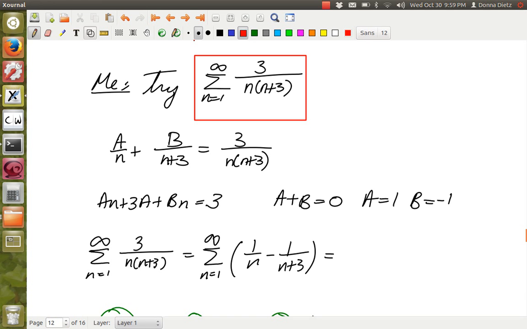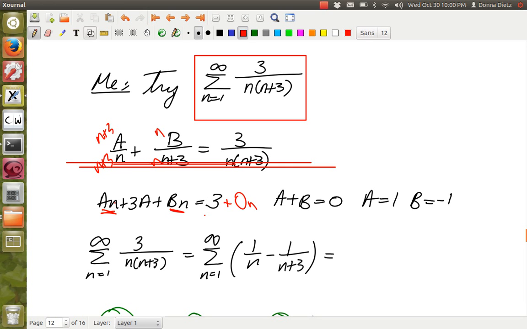Alright, so partial fraction says if we have a over n plus b over n plus 3, gives us our fraction. So I like to multiply top and bottom over here by n plus 3, top and bottom over here by n, and then we get to get rid of all these denominators, right? So we get an plus 3a plus bn equals 3. And then, of course, there are no n's. And so an plus bn equals 0n, which means a plus b equals 0. But we also have 3a equals 3. So a equals 1, and that means b equals -1. This is pretty easy to split up.